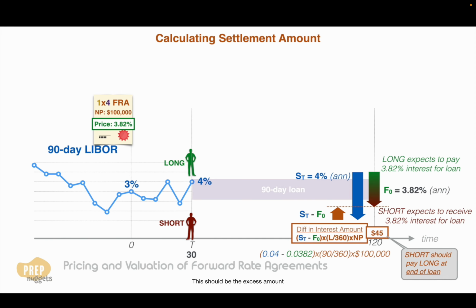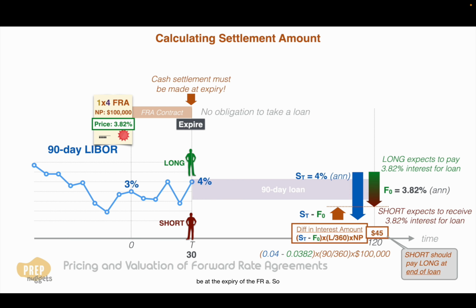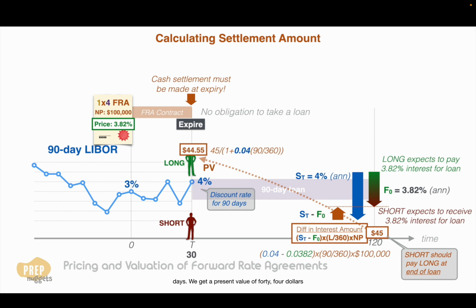This should be the excess amount of interest that the short must pay the long at the end of the loan. Again, we have to emphasize that the FRA contract ends here, and neither party is obligated to enter a loan, so settlement has to be at the expiry of the FRA. So if we're settling at expiry, we should discount this payment to the present value. Using the 4% LIBOR rate as the discount rate for 90 days, we get a present value of $44.55. At settlement, the long should pay the short this amount.